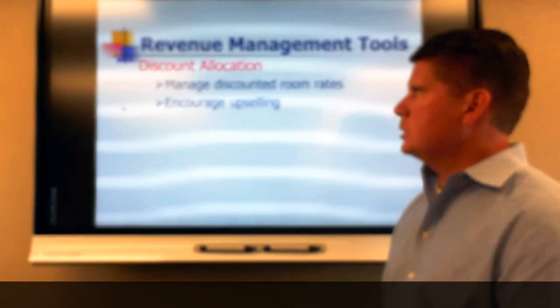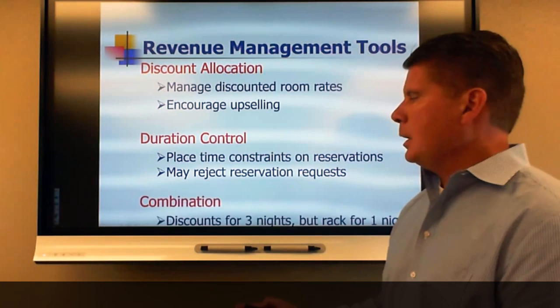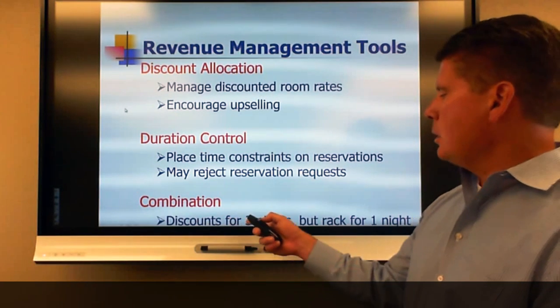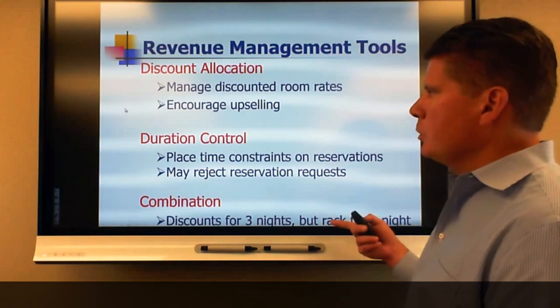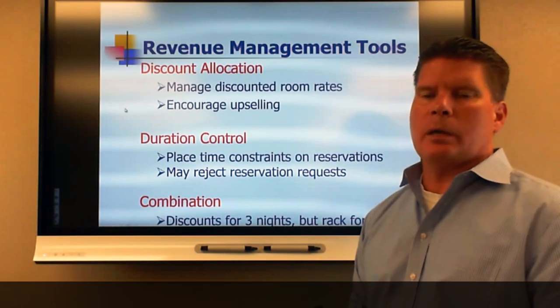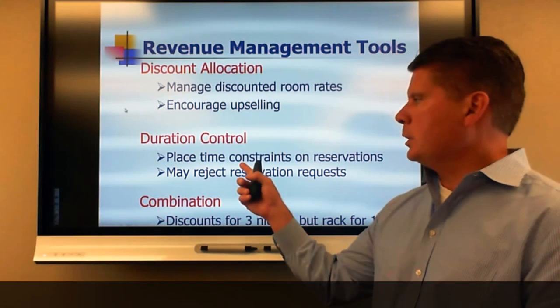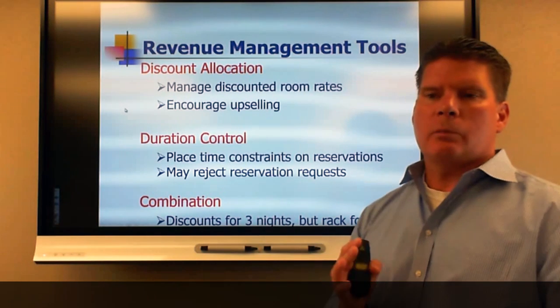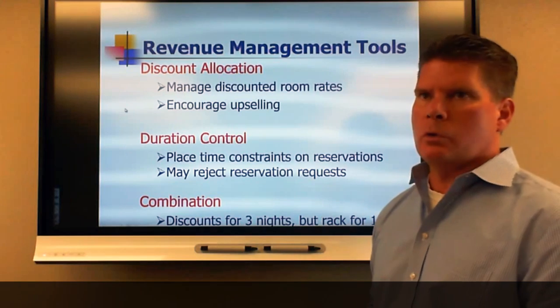Another thing to consider is discount allocations and duration controls and combinations. We can discount for 3 nights, let's say, and rack for another night. So we could do different things. New Year's Eve is a good example. We might make sure that people are going to have to stay for 3 nights, but then we might have different rates during the course of those 3 nights.